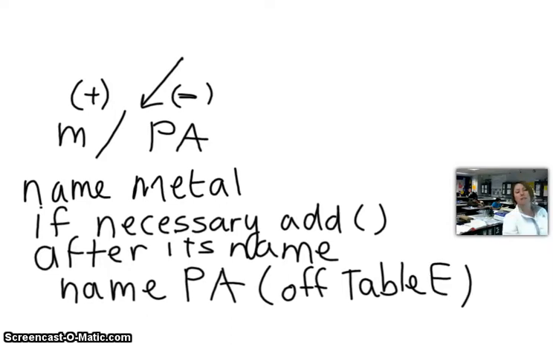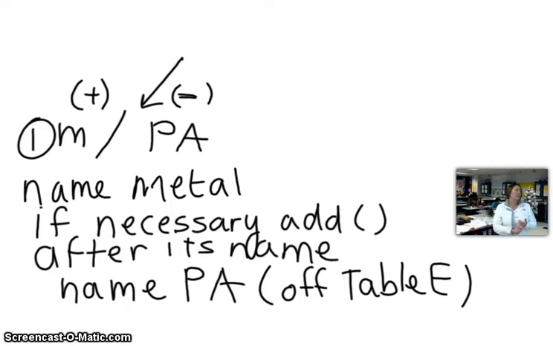And I'll show you an example of this in just a minute. But that's one scenario. You could have a metal with your polyatomic. And basically, it's the same as when you had a metal with a nonmetal. You name your metal, you look up your metal. If there's more than one charge in the box, you add parentheses after its name and figure out what goes inside those parentheses. The difference here is you don't have to drop the ending of the polyatomic and add IDE. You take the name of the polyatomic right off table E.